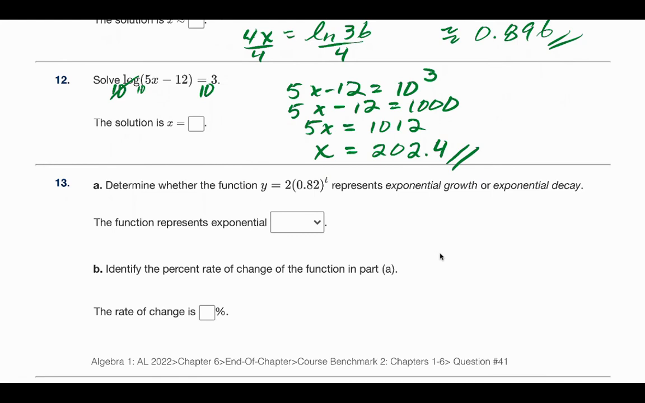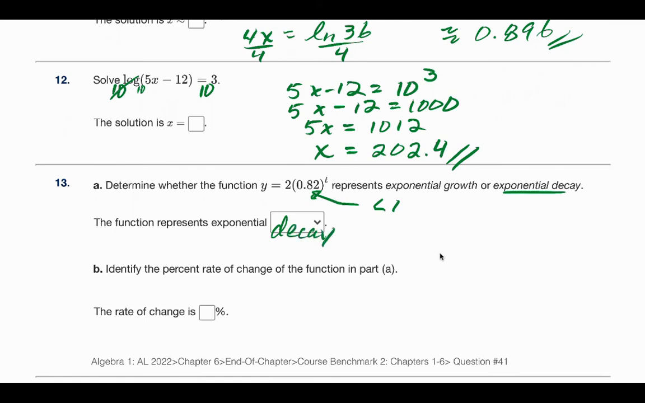13, determine whether the function y is equal to 2 times 0.82 to the t represents exponential growth or decay. So remember, this part right here, that's kind of our b. And if it's less than 1, it's going to be decay. So in this case, it's going to be exponential decay.